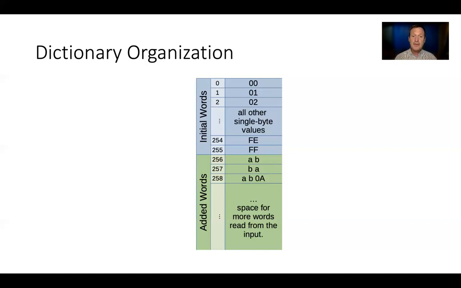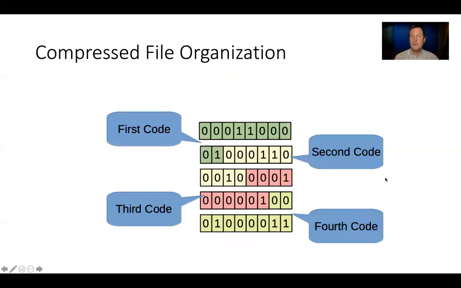Now, we'll talk through an example and we'll see how stuff gets added to the dictionary as we're compressing a short file. As the compressor sees new sequences of bytes, new words in the input, it'll add them to the dictionary, and then we have a short way of describing that sequence if it shows up again later.